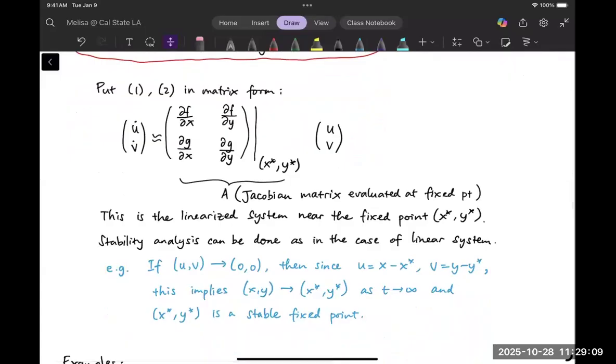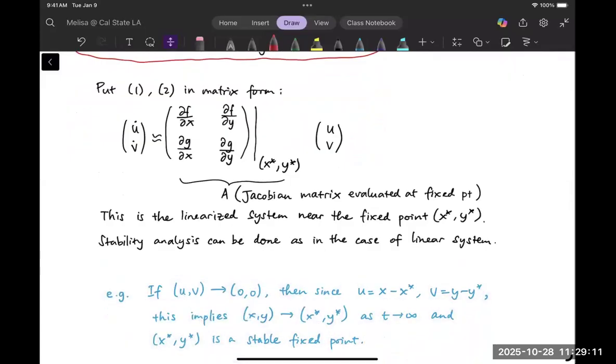So here, what I mean by that is that you check the eigenvalues of A to determine the stability. Okay, so right now the system that we deal with is just this, right? Linear.